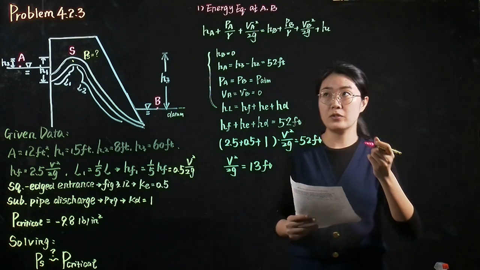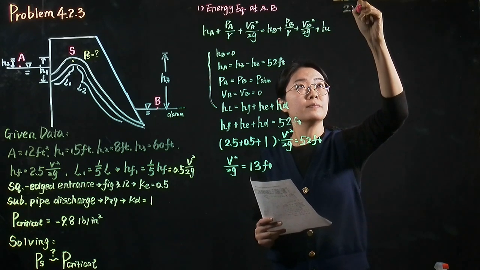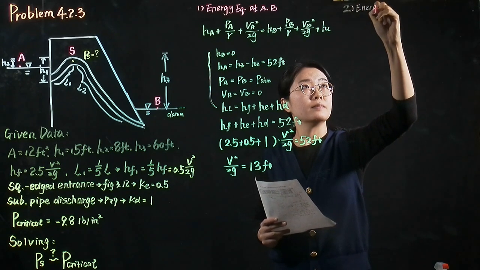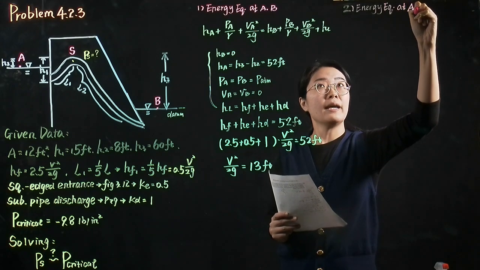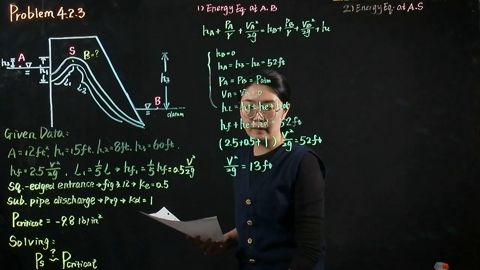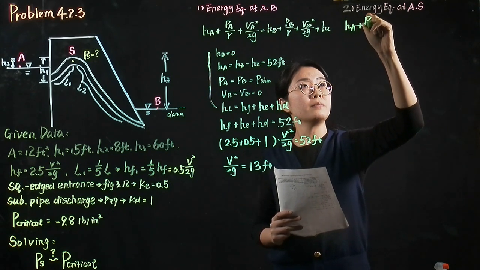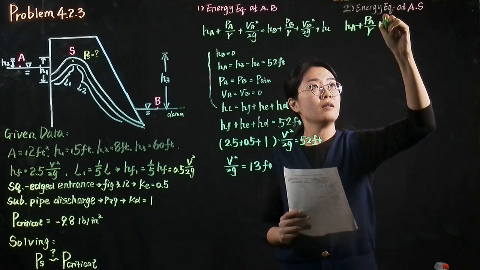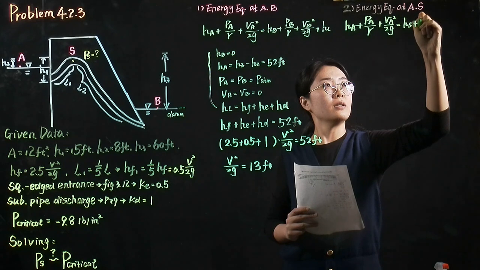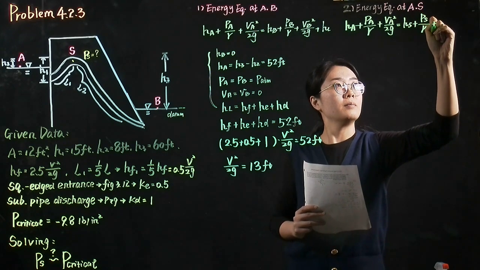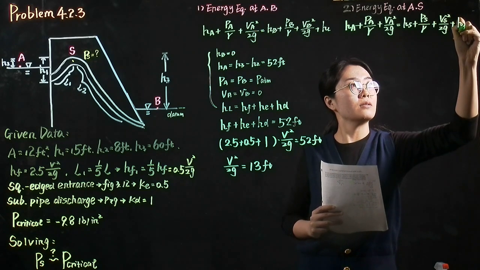So the next step is to write down the energy equation at point A and S. So it's HA plus PA over gamma plus VA squared over 2g equals HS plus PS over gamma plus VS squared over 2g plus the head loss in L1.